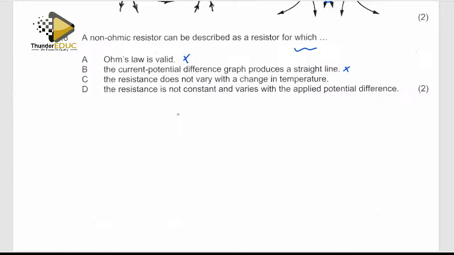Well, with ohmic conductors, we remember Ohm's law. Normally it talks about the temperature being what? Being constant. So if the temperature increases, even the resistance will definitely change, whether it is ohmic or non-ohmic. So option D, the resistance is not constant, and it varies with the applied potential. So option D would be the best for me.